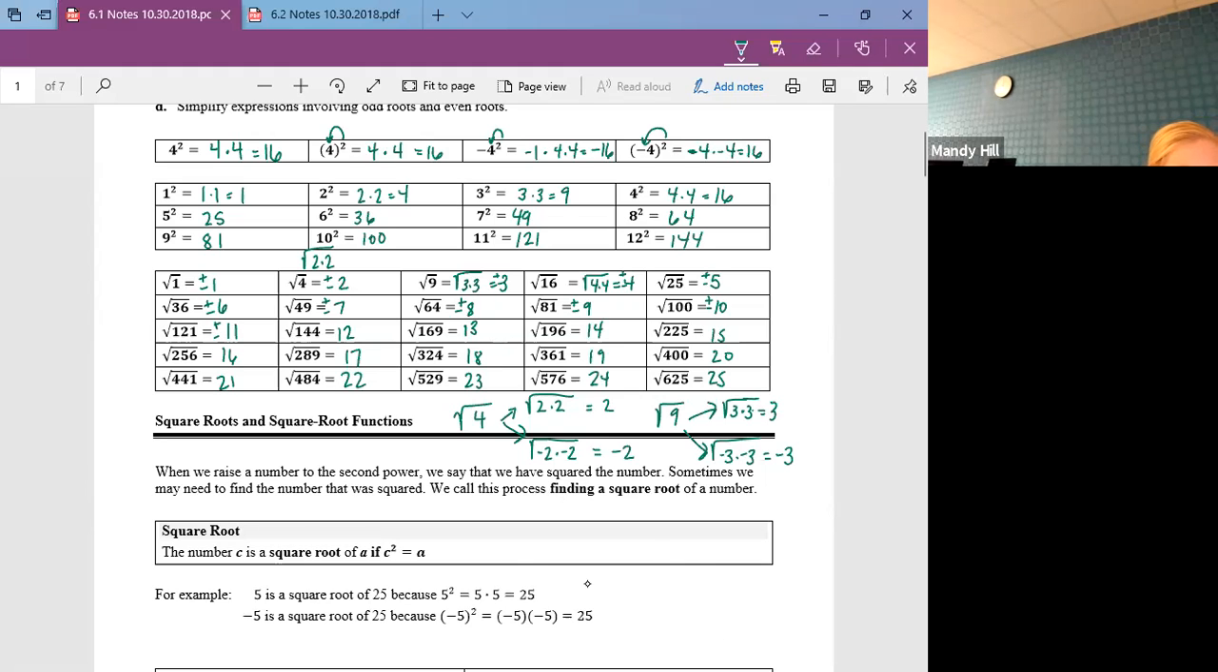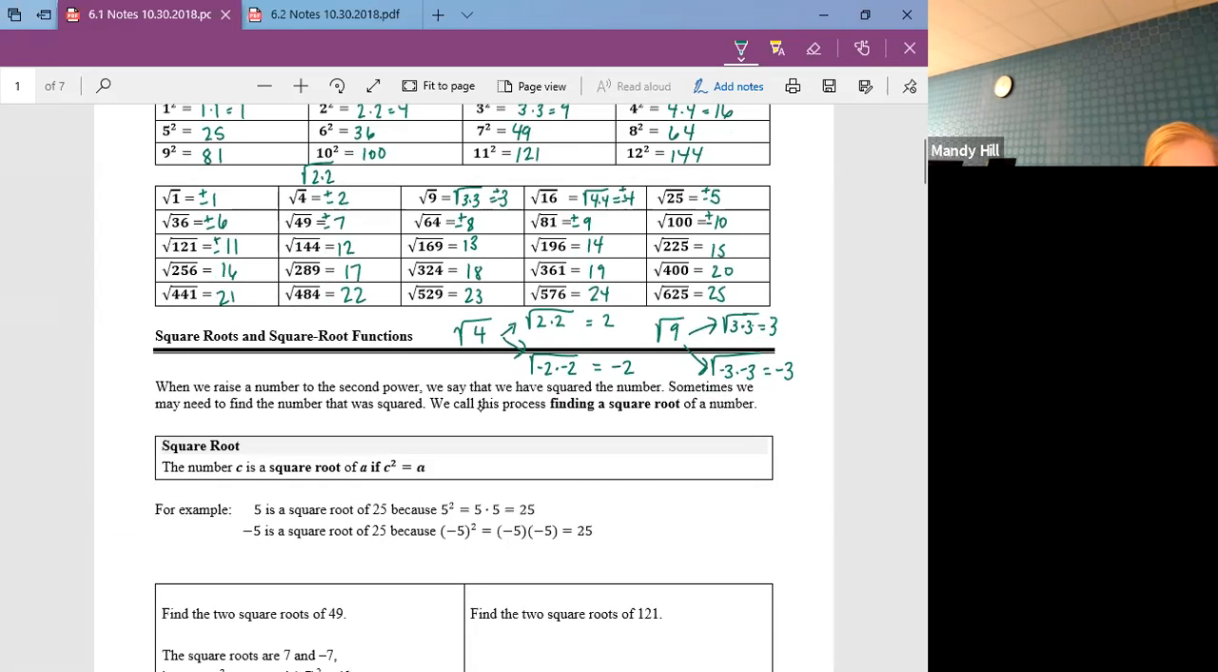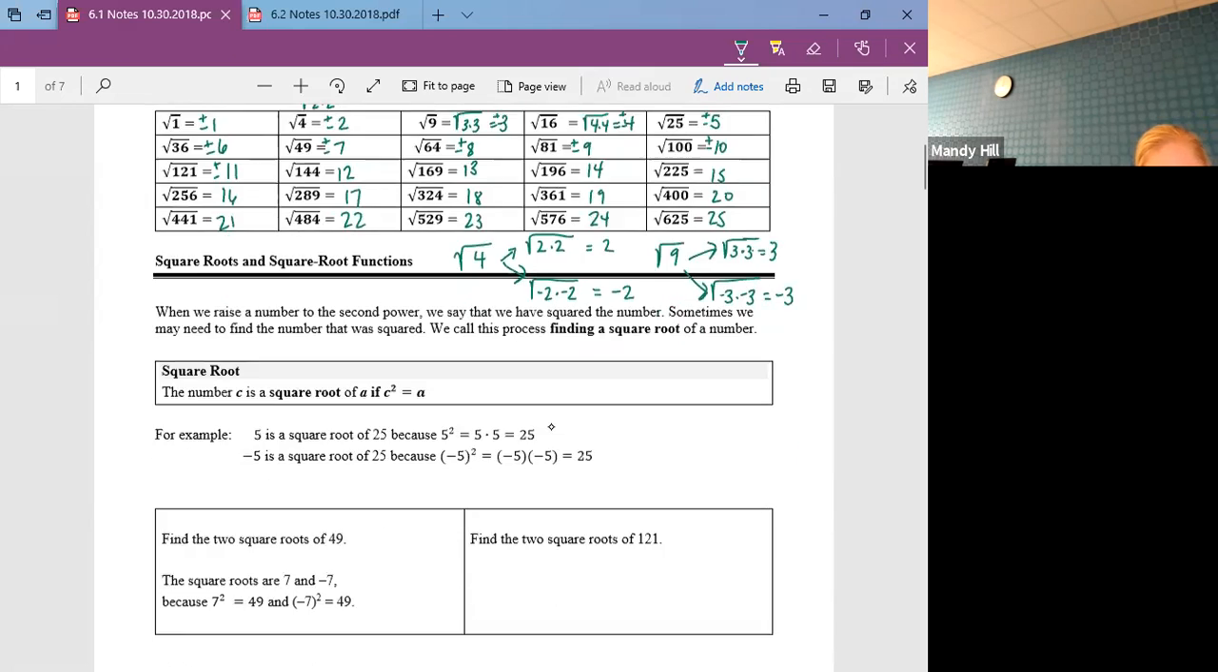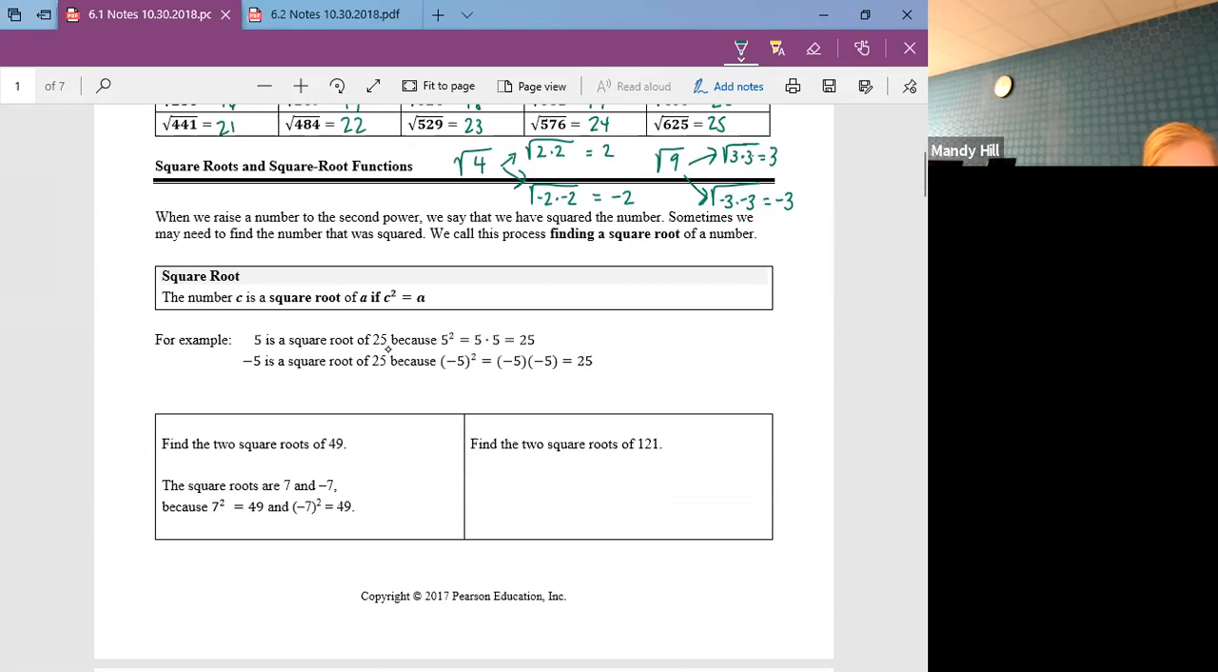When we raise a number to the second power, we say that we have squared the number. Sometimes we may need to find the number that was squared. We call this process finding a square root. 5 is a square root of 25 because 5 squared is 25. -5 is also a square root of 25 because -5 squared is -5 times -5, which is 25. So that is what I was just trying to tell you. If you take the square root of 25, it's got two parts.